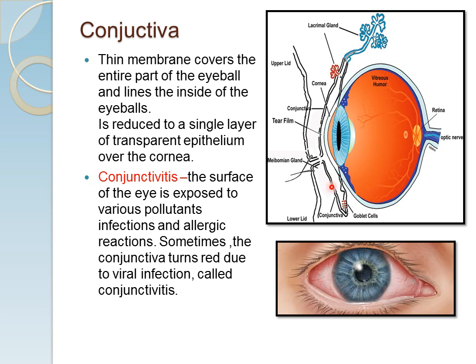Now this is the conjunctiva. We are very familiar with the term conjunctivitis. What is it? Here you see in this eye, the white portion has become reddish in color. It might be exposed to several pollutants, infections or allergic reactions. Sometimes the conjunctiva turns red due to viral infection also. Any infection or allergic reaction causes the conjunctiva to turn red. So this is called conjunctivitis.